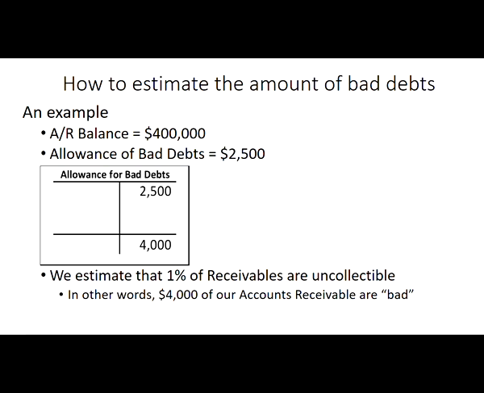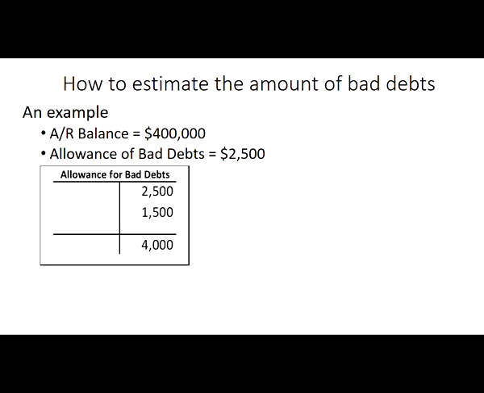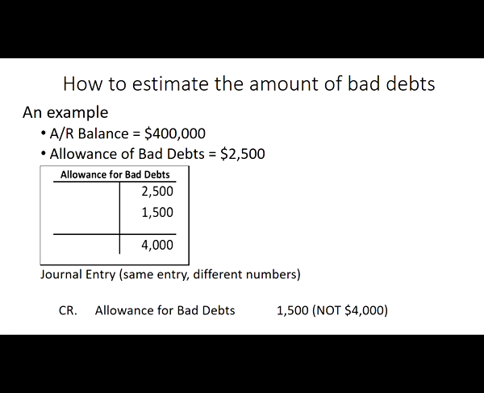And then the question is, how do we get from 2,500 to 4,000? And the answer is pretty easy, hopefully, for you. We're just going to increase it by 1,500. And our journal entry is the same in the fact that we're debiting bad debt expense and crediting allowance for bad debt. But the key is we're going to be debiting and crediting 1,500, not 4,000.